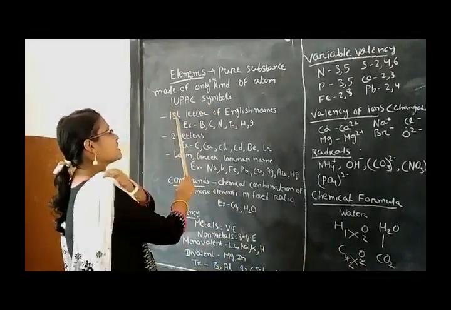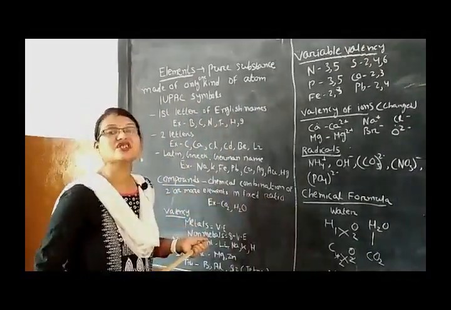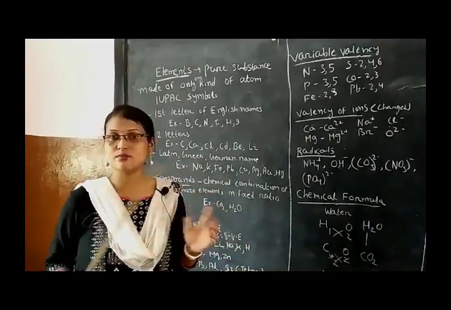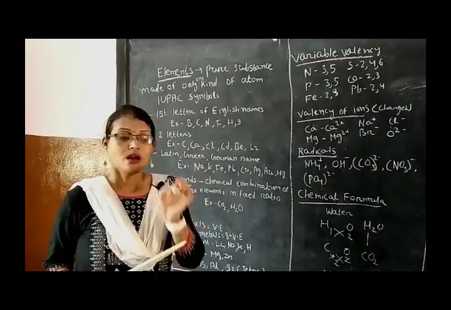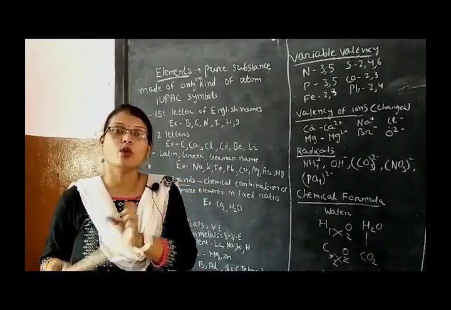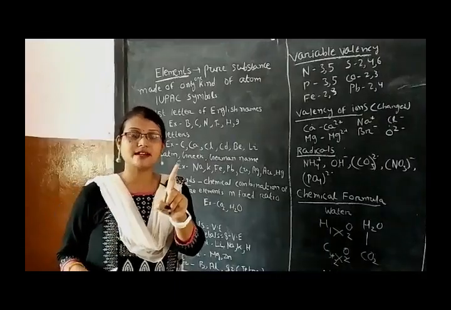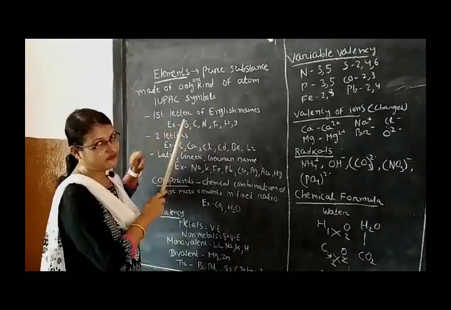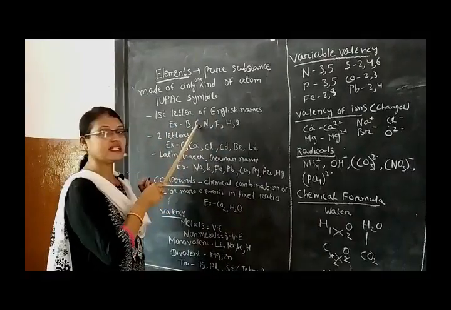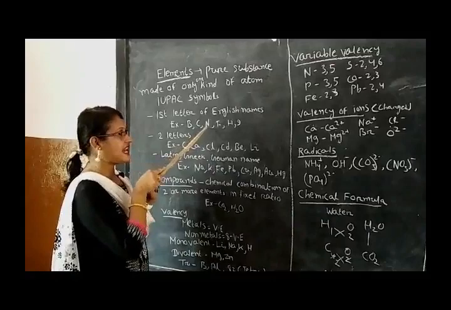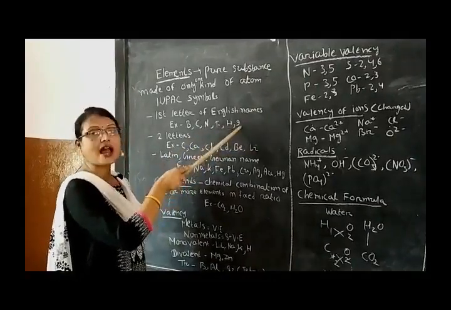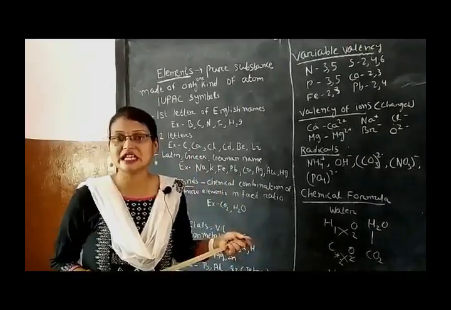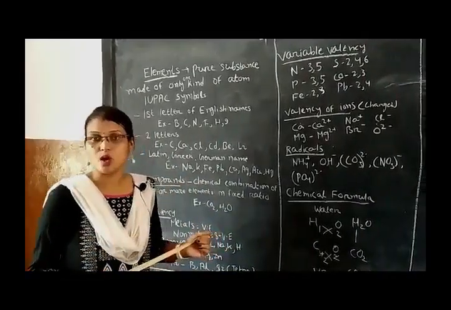The first classification is according to the first letter of their English names. For example, O for oxygen. The symbol of oxygen is O. What is the English name? O-X-Y-G-E-N. So, the first letter of its English name is O. That is the first classification. B for boron, the symbol for carbon is C, of nitrogen is N, fluorine is F, hydrogen is H, iodine is I. Like that, many elements use the first letter of their English name as their symbol.